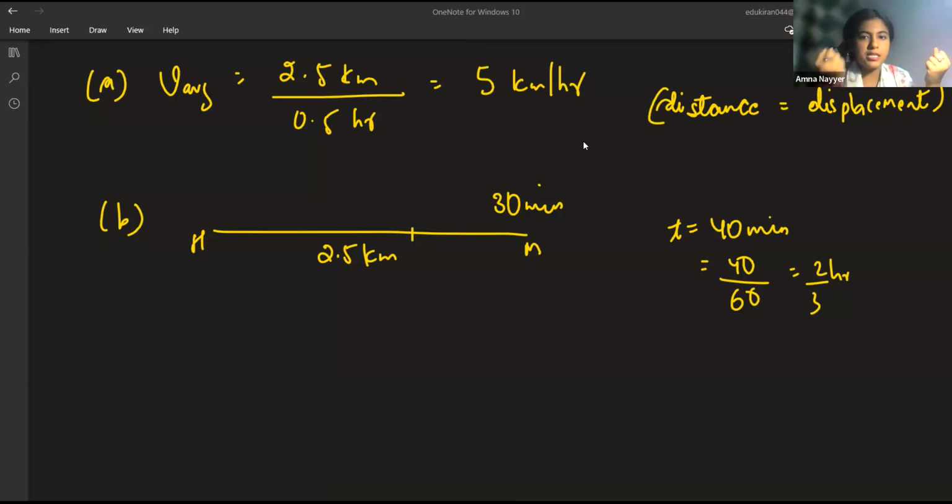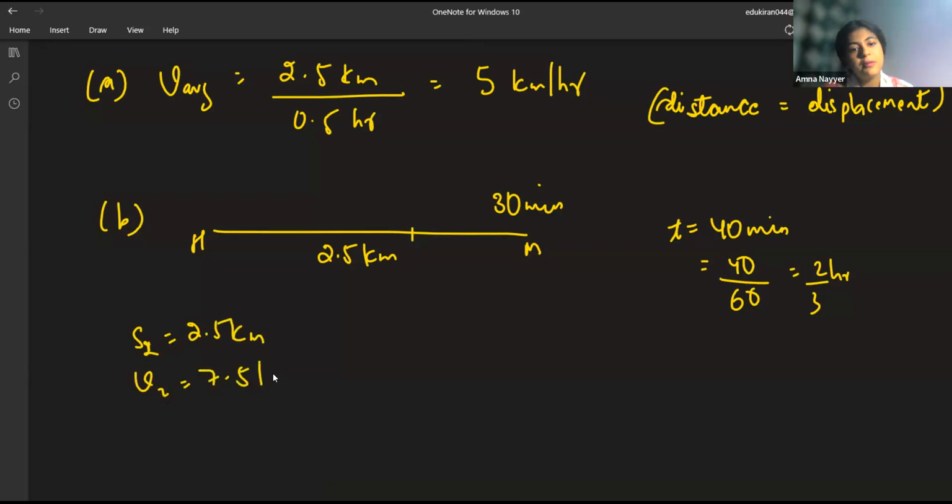Now let us see how much time is taken when the person is going from market to home. So what is the distance? Distance is still 2.5 kilometers. But what is the speed? Speed is 7.5 kilometers per hour. Yes, 2.5 plus 1.25. So you have answered it correctly. Answer is also correct, Abdullah, and your explanation is also correct.